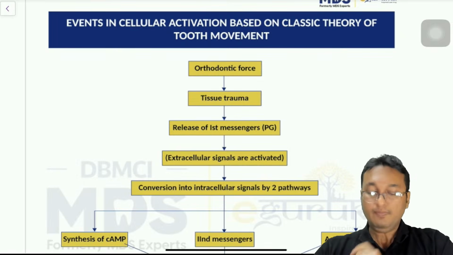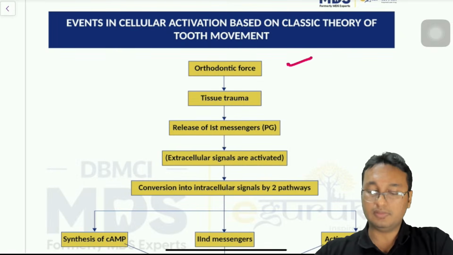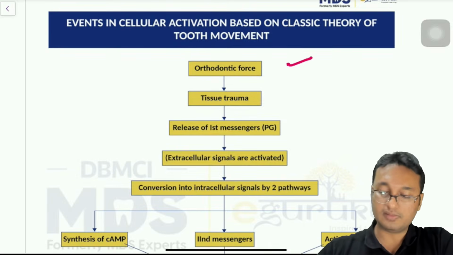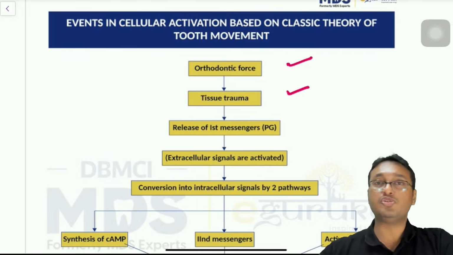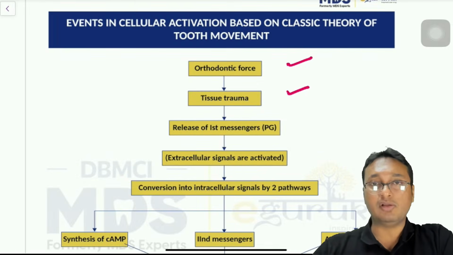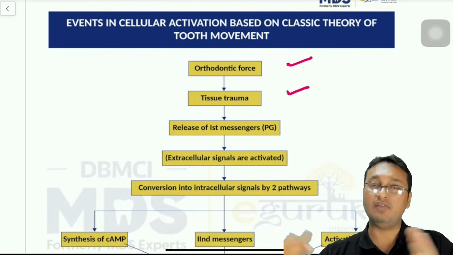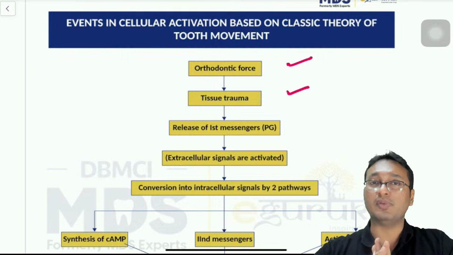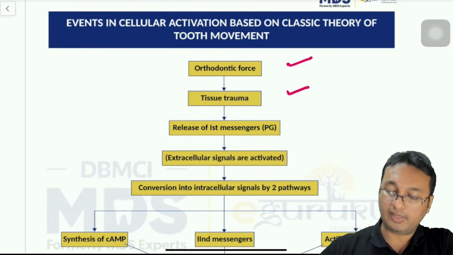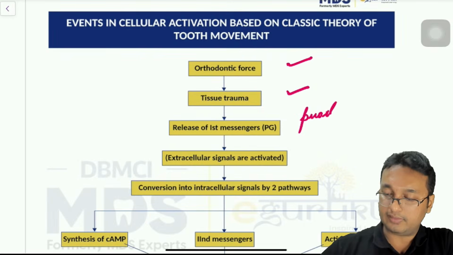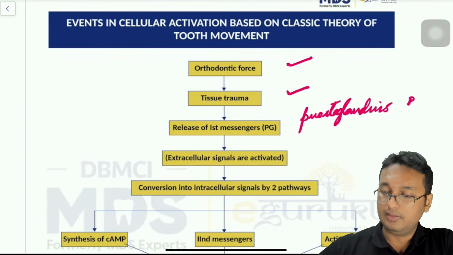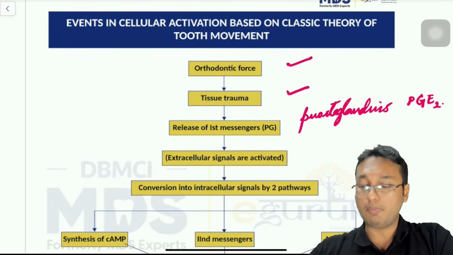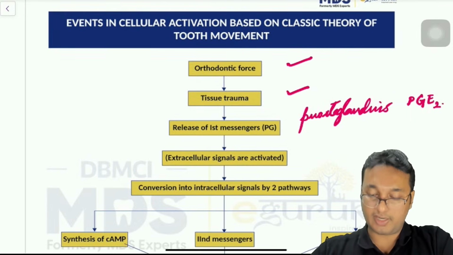So whenever an orthodontic force is applied to the tooth, what is the first result? Because of the prolonged physiological forces, there is some amount of tissue trauma. And whenever any tissue undergoes trauma, what is the first thing which is happening? Inflammation. Inflammation is caused because of cytokines. And one of the cytokines is prostaglandins, particularly PGE2, prostaglandin E2. That is the most common prostaglandin involved in inflammation reactions.